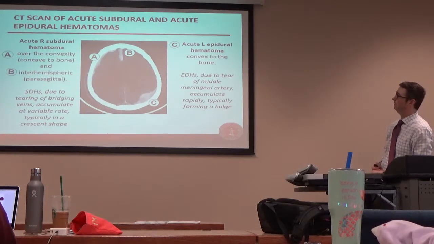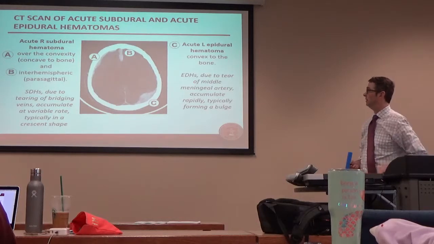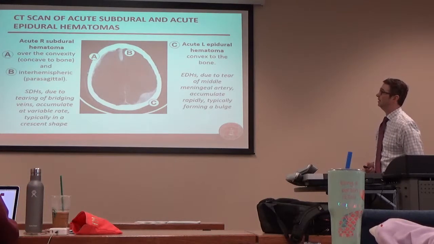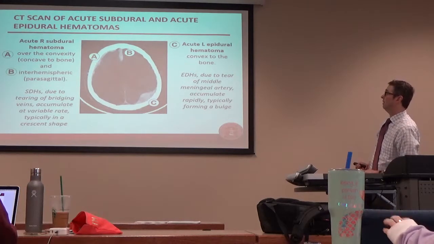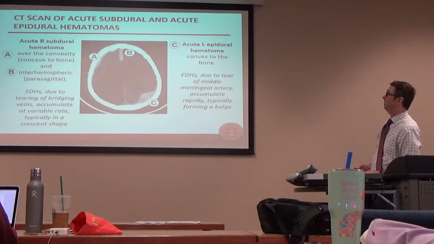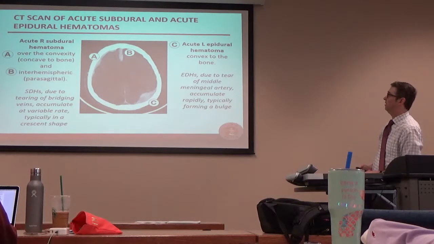All right, epidural. So there's a subdural and there's an epidural here. So this person's had a significant trauma to their head. A is the acute right subdural, and B is a falcine subdural there along the falx. And again, as I told you, tearing of the bridging veins accumulated at a variable rate due to it being a low pressure venous hemorrhage. And then C is actually an acute left epidural hematoma. It's convex, not concave to the bone, but you can be fooled. I've had some epidurals that were actually concave. So I guess more the rule, but just be careful.